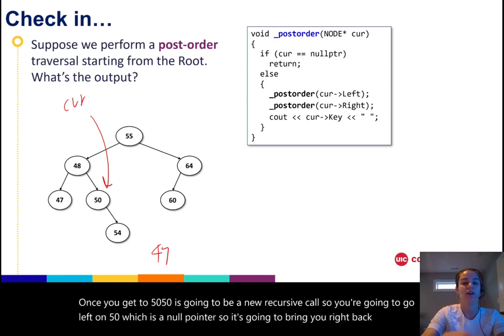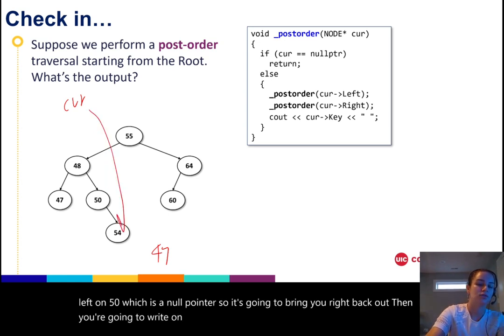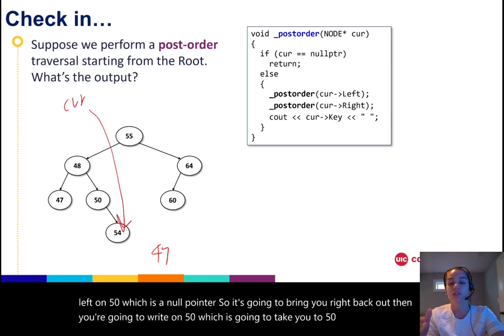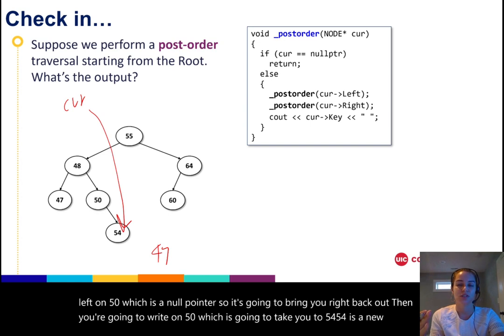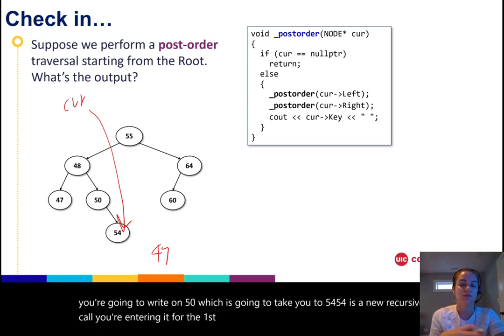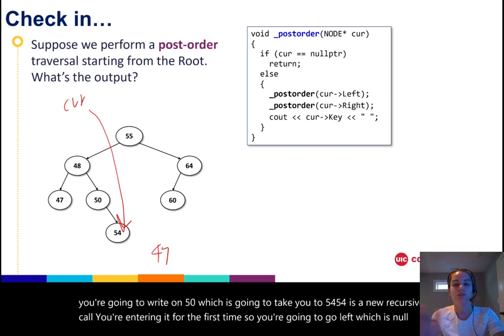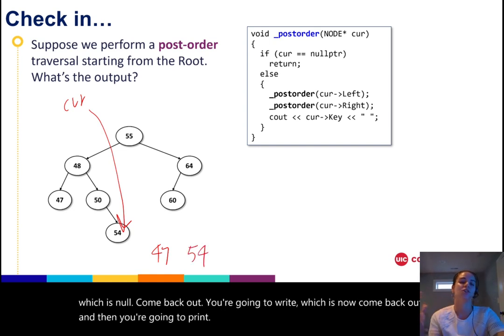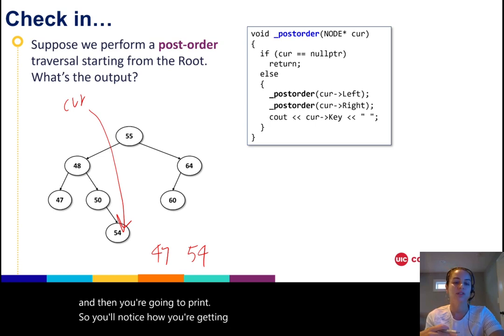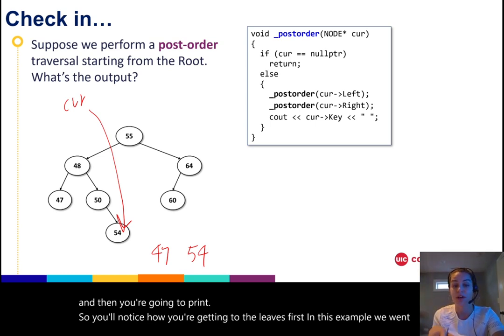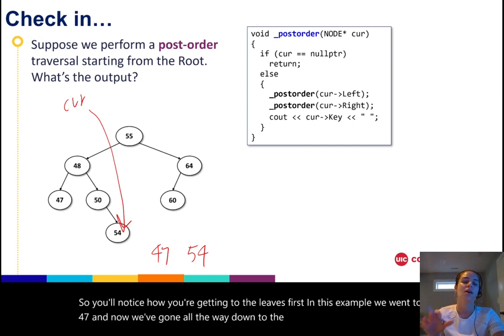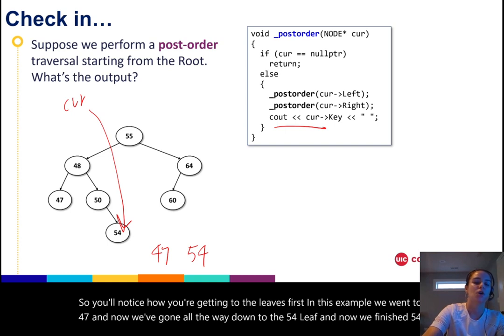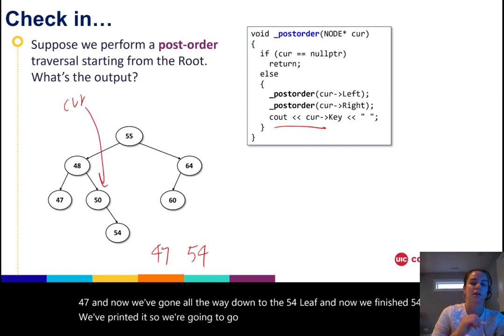Then you're going to go right on 50, which is going to take you to 54. 54 is a new recursive call. You're entering it for the first time. So you're going to go left, which is null, come back out. You're going to go right, which is null, come back out, and then you're going to print. So you'll notice how you're getting to the leaves first in this example. We went to 47, and now we've gone all the way down to the 54 leaf. And now we finished 54, we've printed it, so we're going to go up to its parent.